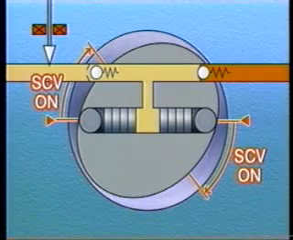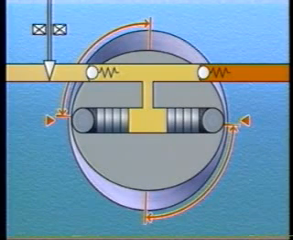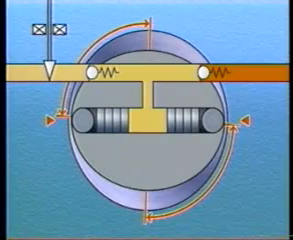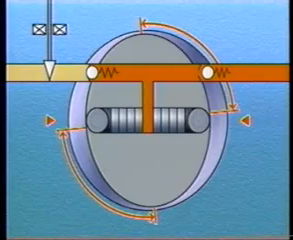The SCV regulates the volume of fuel that enters the supply pump plungers. During the suction stroke, the longer the SCV remains open, the greater the volume of fuel that enters the pump plungers. And because a large volume of fuel is pumped, the fuel pressure becomes high.